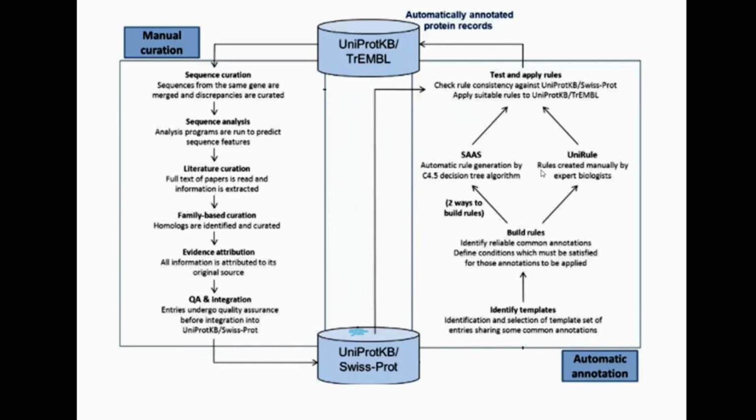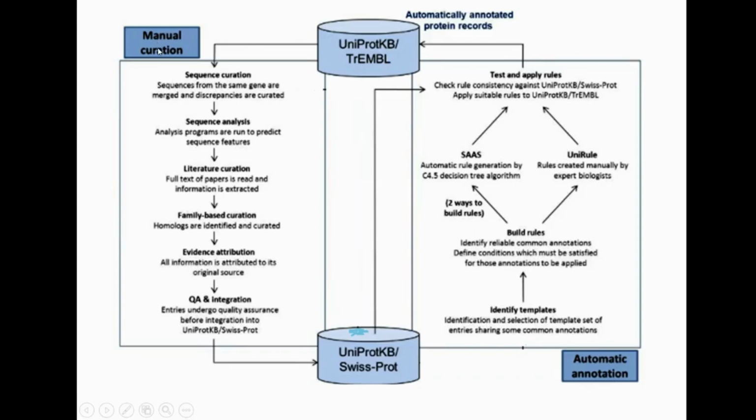So the sequence moves from these two rules to build up the automated annotated protein record. Apply the suitable rule to the UniProt KB translated EMBL. After applying this rule, we will get the automated annotation protein record and the sequence moves to the UniProt KB translated EMBL. For the sequence to move from translated EMBL to UniProt, the step is the manual annotation.